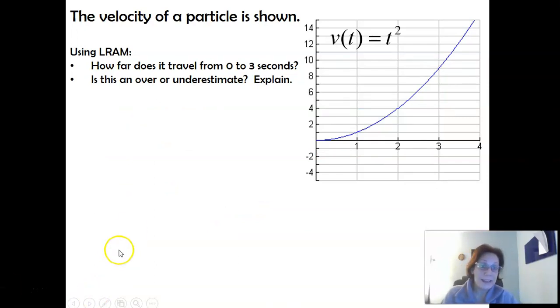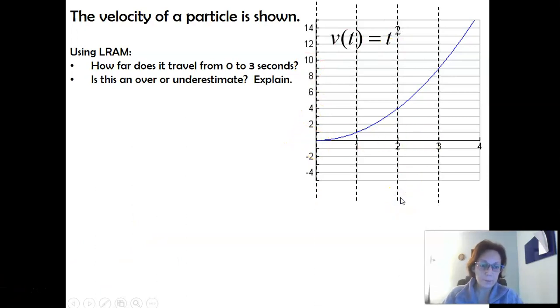Okay, so again, I want to come in here, and I want to draw my partitions. I'm going to go from 0 to 1, 1 to 2, and 2 to 3. Except this time, I want to line up on the left. So on my interval from 0 to 1, I'll be at 0. On my interval from 1 to 2, I'll be at 1. On my interval from 2 to 3, I'll be at 2. So here come my dots. I'm lining up on left, left, and left.